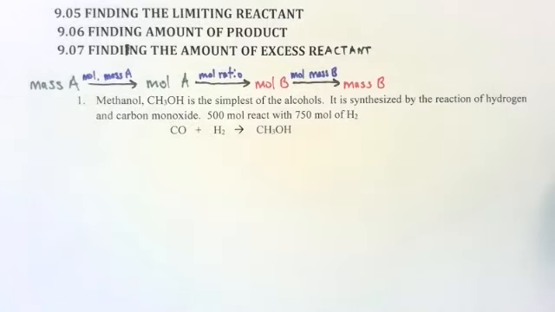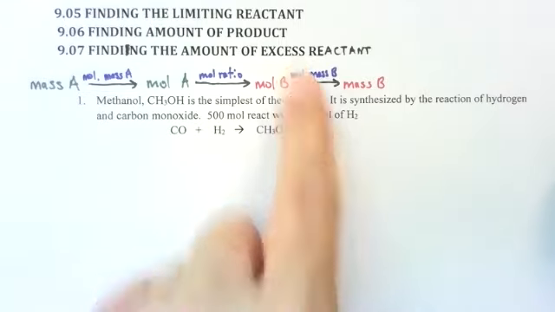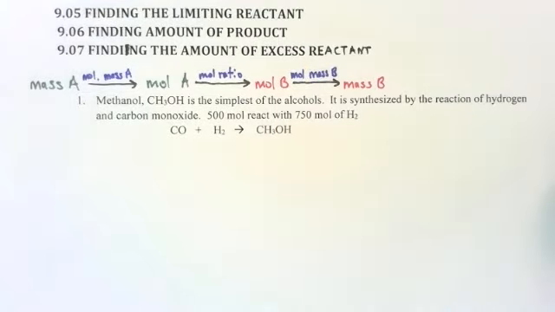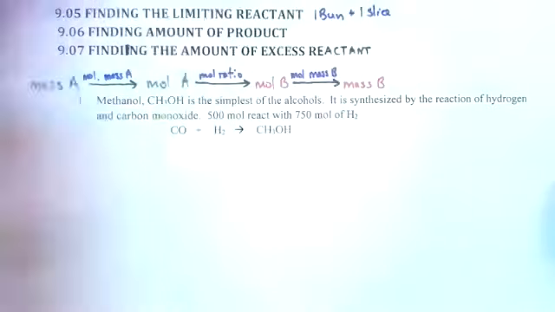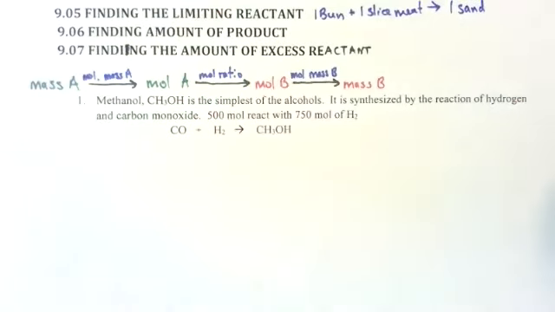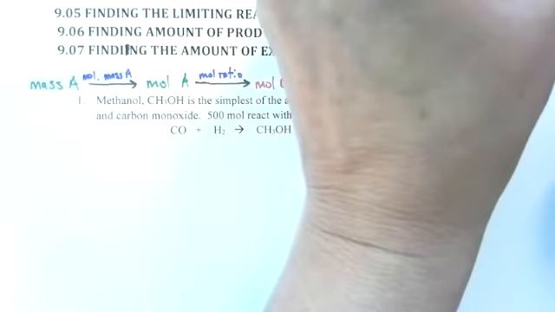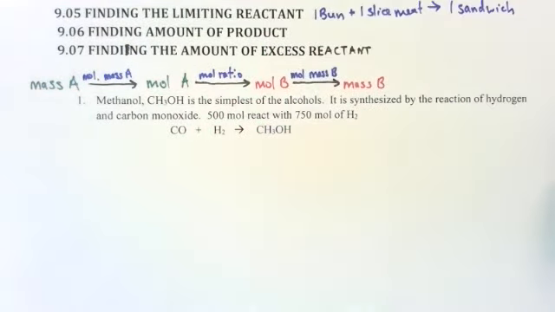And as long as we're talking about that, let's talk about an excess reactant. Let me give you a sample. Let's say we take 1 bun plus 1 slice of meat to make 1 sandwich. This is the simplest type of equation I could think of in terms of an everyday scenario.